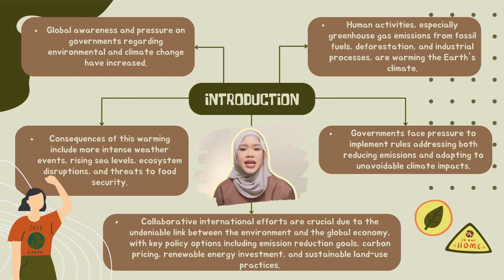The Earth's climate has gotten a lot warmer because of the fast rise in greenhouse gas emissions, which are mostly caused by human activities like burning fossil fuels, cutting down trees, and using industrial processes. The warming of the Earth's atmosphere has caused many bad things to happen, such as more stronger weather events, rising sea levels, ecosystem destruction, and threats to food security.